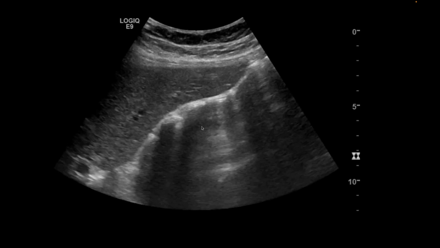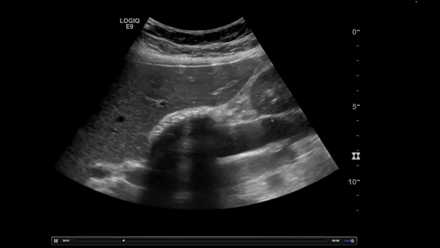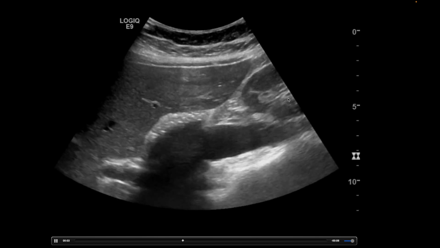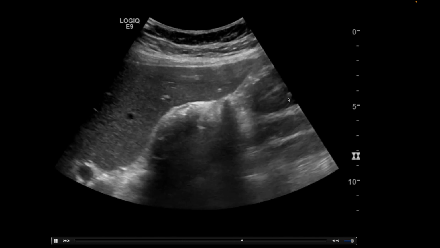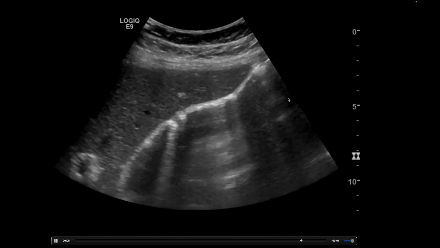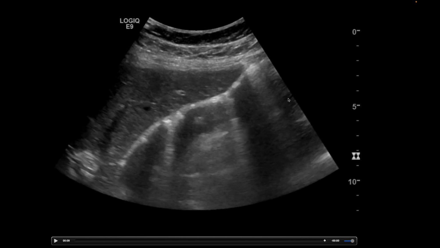Alright, I'll just play this video. This is a classic video, and what we're seeing here on this clip is a couple of areas of shadowing. It's really hard to identify the gallbladder, and this is often the case when the gallbladder is completely full of stones. So here at the start of the clip, we've got this dirty gas shadowing.